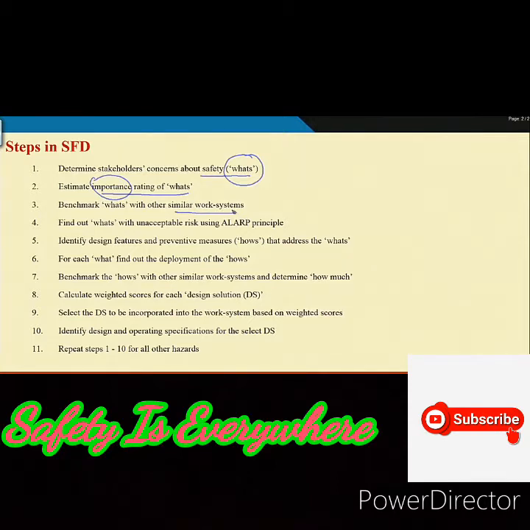So, for a particular accident scenario, for example, suppose fire is one accident scenario. Now you see what is the risk of that fire occurring in your system. Then you have a similar work system in your organization or maybe in another organization. Now you check what is the risk for fire in that organization.